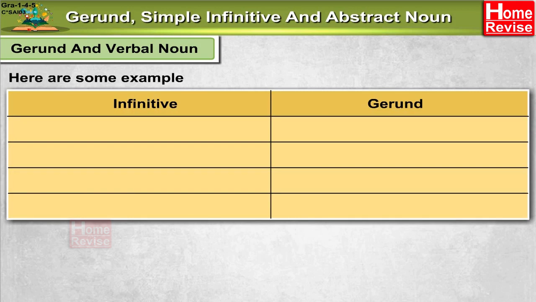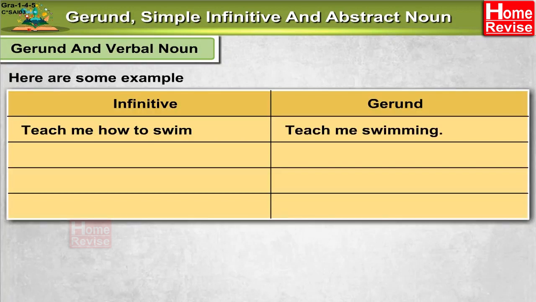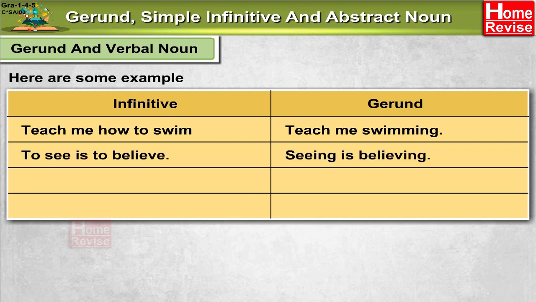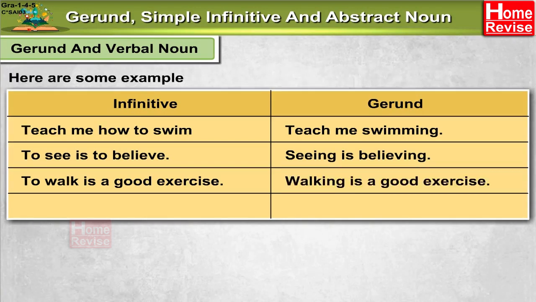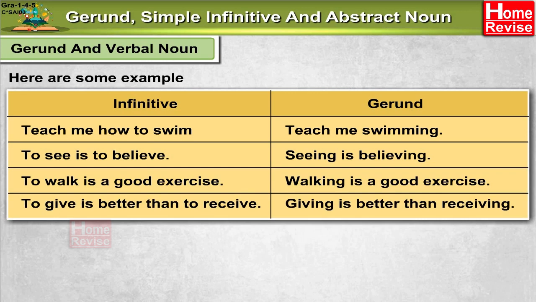Infinitive and gerund. The infinitive is, teach me how to swim. Gerund, teach me swimming. Infinitive, to see is to believe. Gerund, seeing is believing. Infinitive, to walk is a good exercise. Gerund, walking is a good exercise. Infinitive, to give is better than to receive. Gerund, giving is better than receiving.